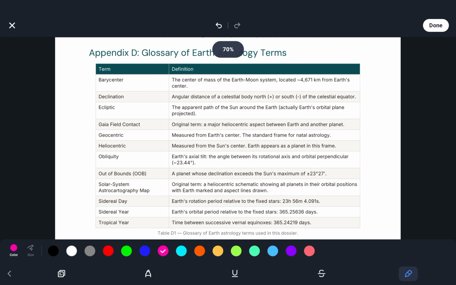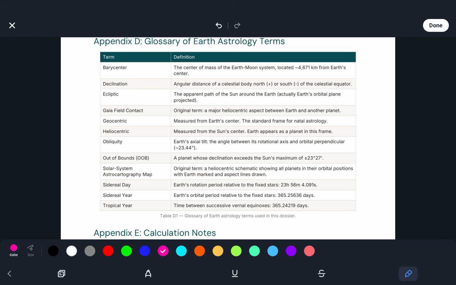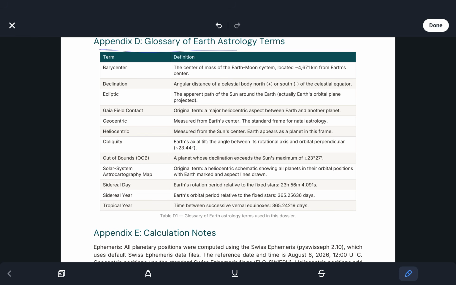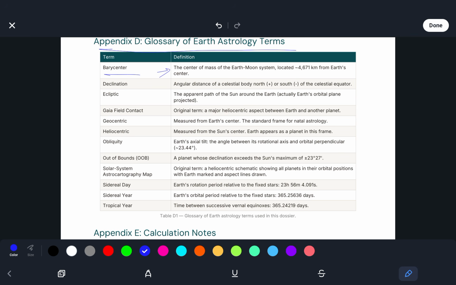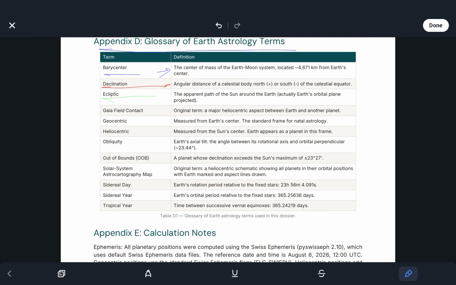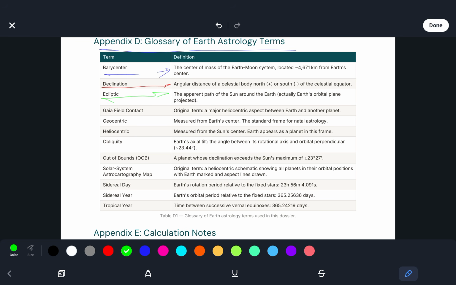And appendix D is a glossary of Earth astrology terms. So barycenter is the center of mass in the Earth-Moon system, located 4,671 km from Earth's center. Declination is the angular distance of a celestial body north or south of the celestial equator. Ecliptic is the apparent path of the Sun around the Earth, actually Earth's orbital plane projected. Gaia field contact, a major heliocentric aspect between Earth and another planet.